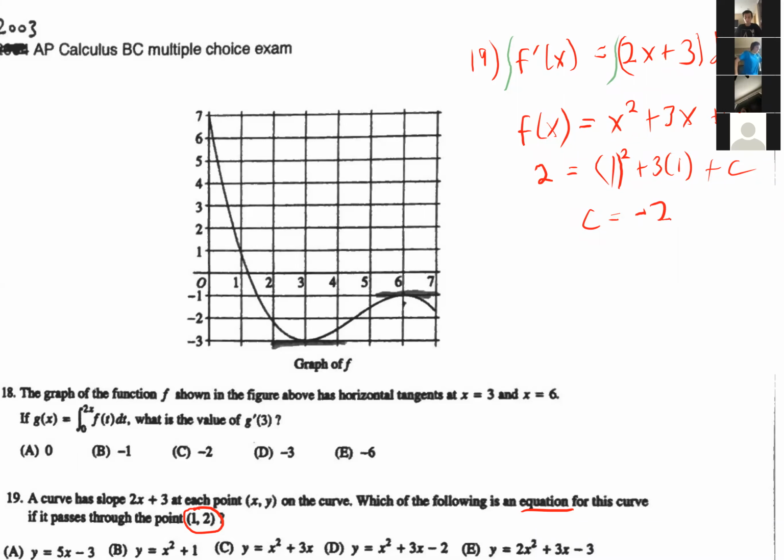So I'm going to take negative 2 and plug it in for my c, and it looks like all the answer choices have y instead of f of x. So I'm just going to put a y here. And it's going to be x squared plus 3x, and then I'm substituting for c, negative 2. So it looks like letter D.